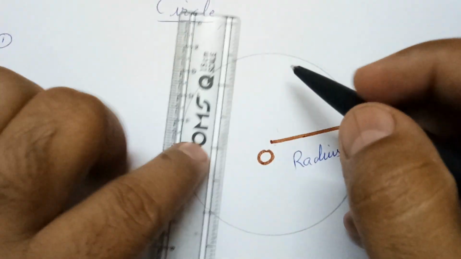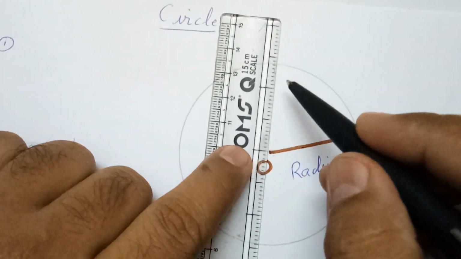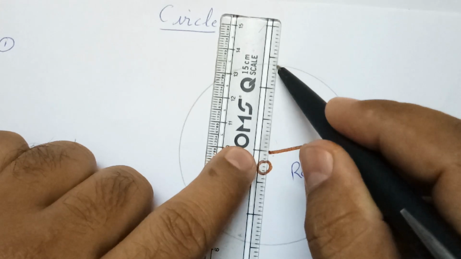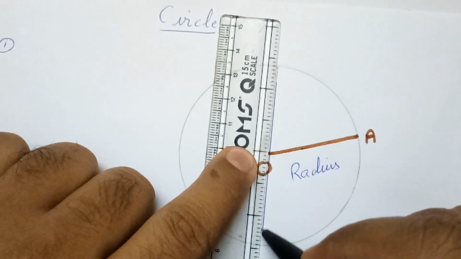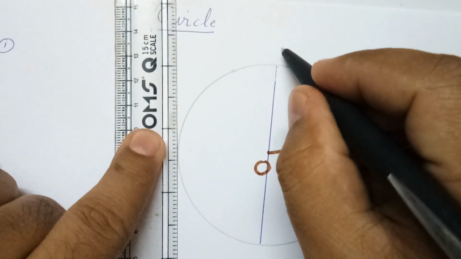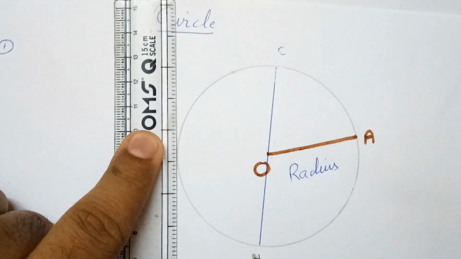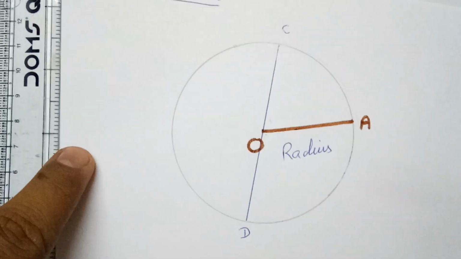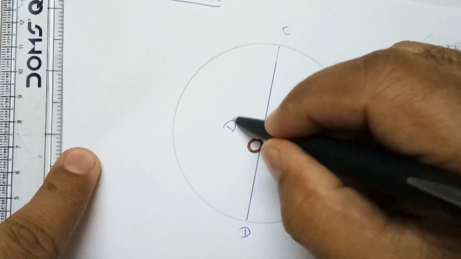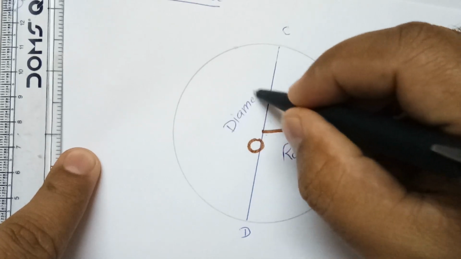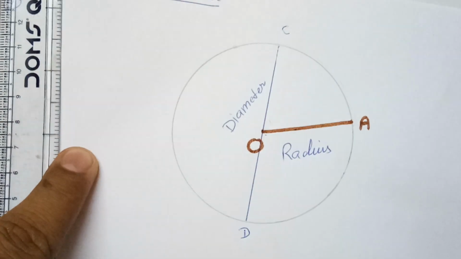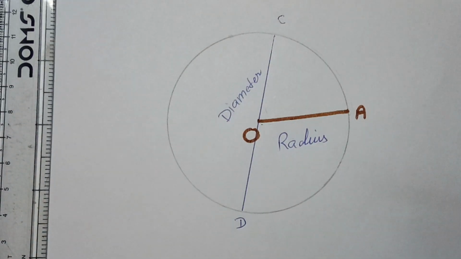And the distance from any point on a circle to any other point on the circle, let's say C and D, this CD is called the diameter. This is called the diameter of a circle.